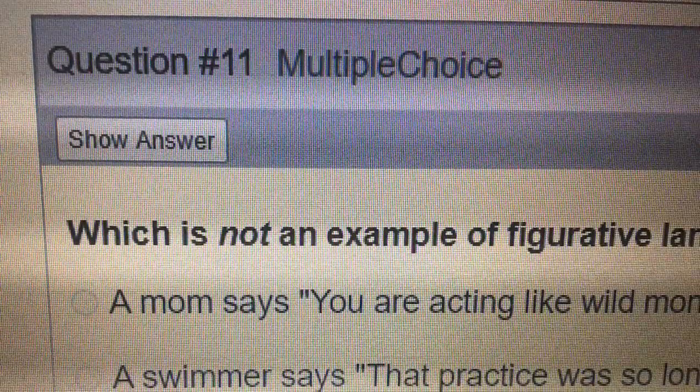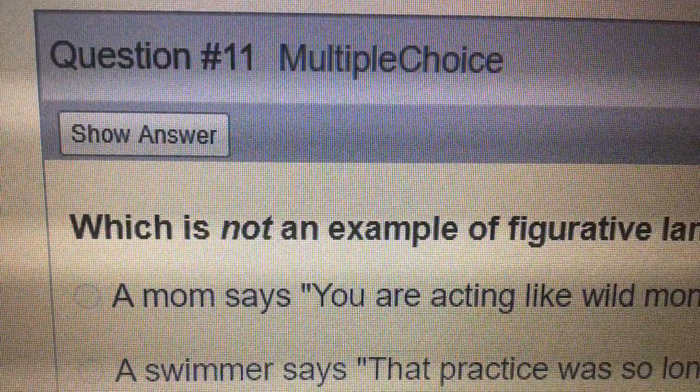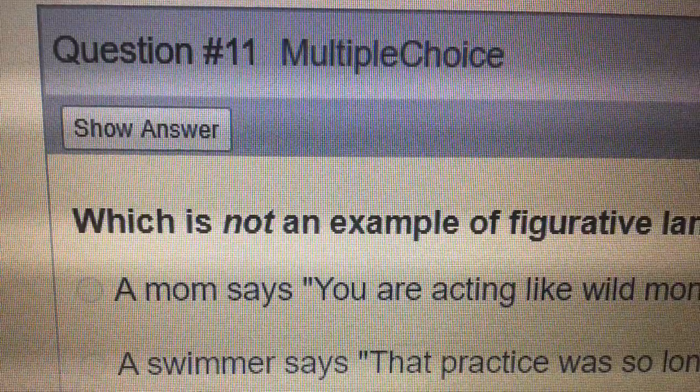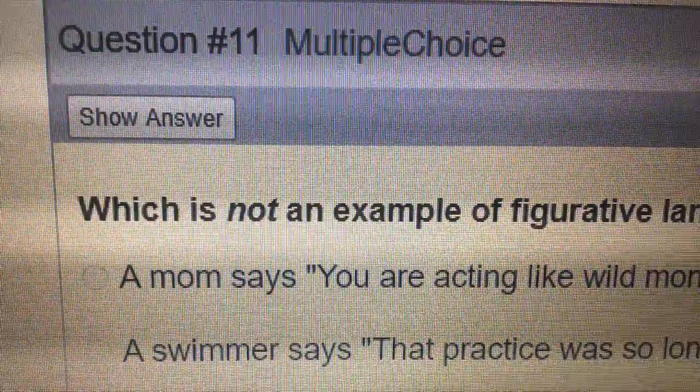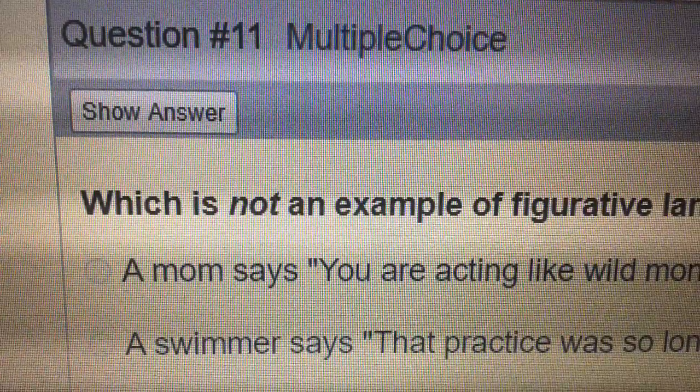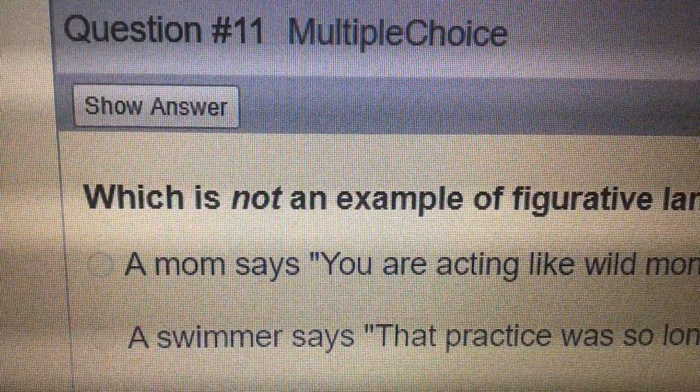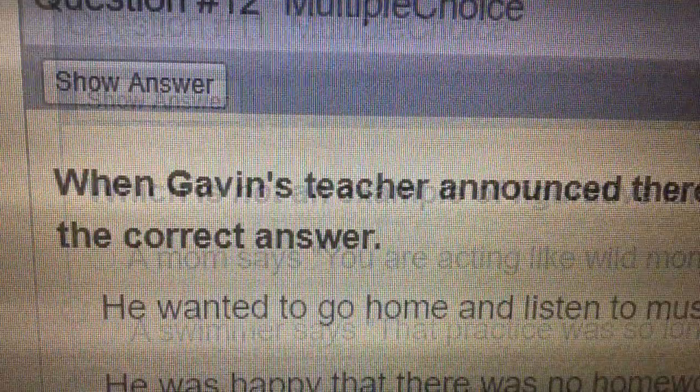Question 11. Which is not an example of figurative language? A mom says, "You are acting like wild monkeys." A swimmer says, "That practice was so long and hard." A movie is described as a trip straight to the future.